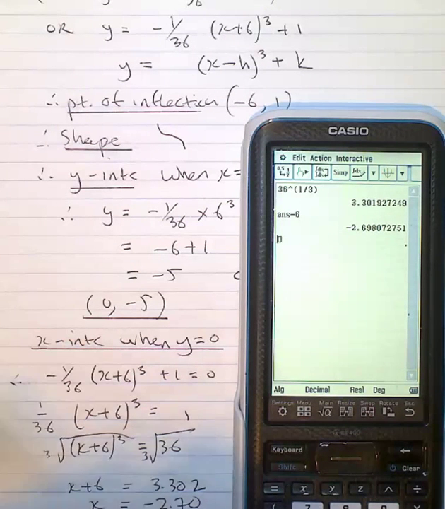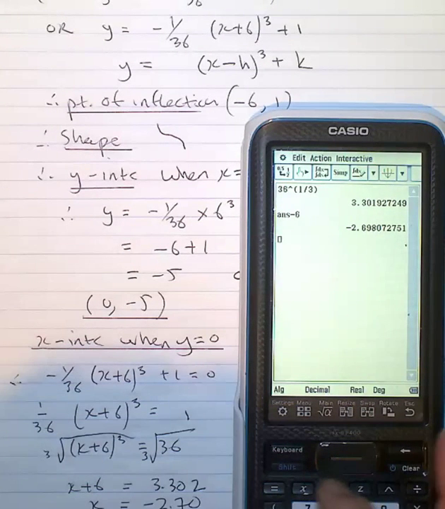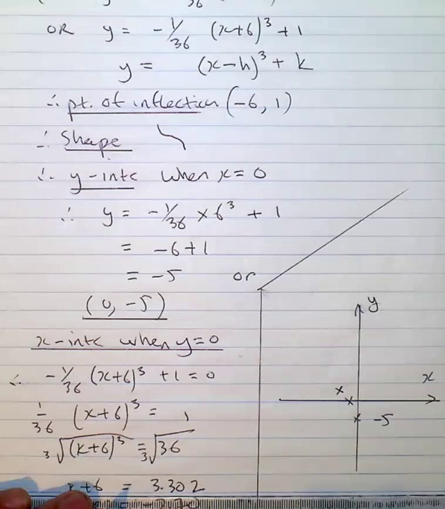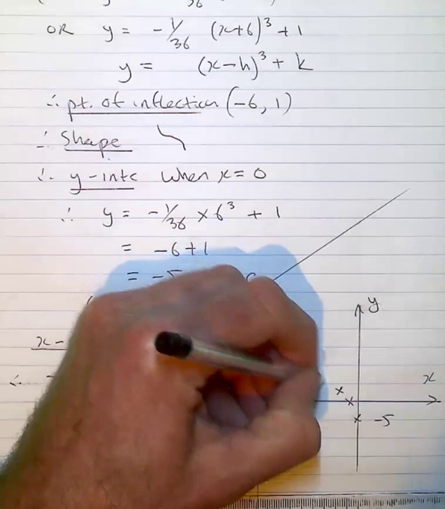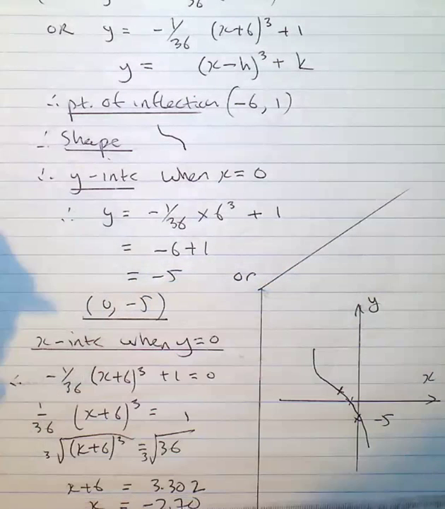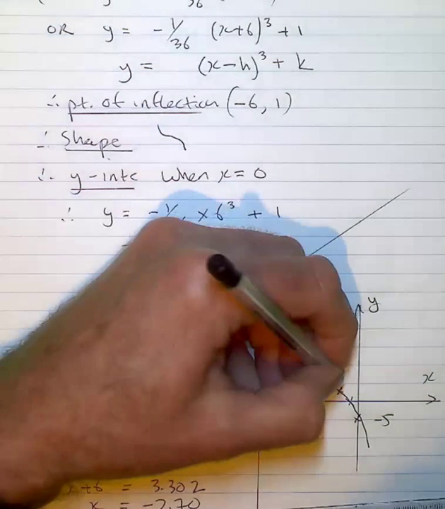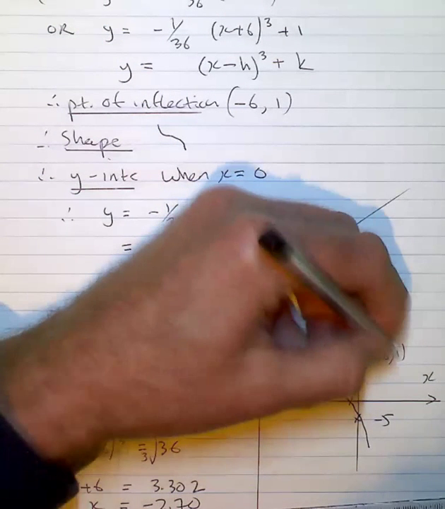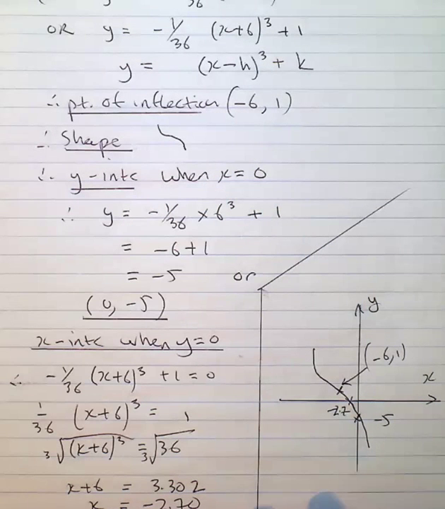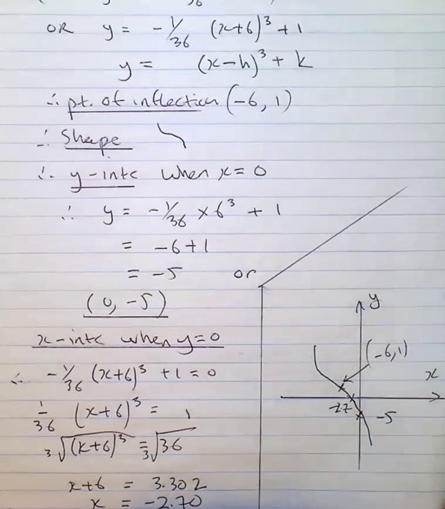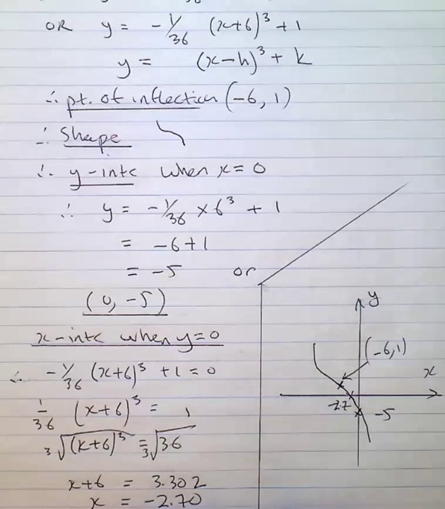I now have enough information in order to sketch my graph. A little bit fiddly, but I can work this one through now as follows. I'll label my points in. The point of inflection is (-6, 1), and it cuts the axis at -2.7. But not a hard question, providing you've got access to even just a regular scientific calculator in order to find the x-intercept.